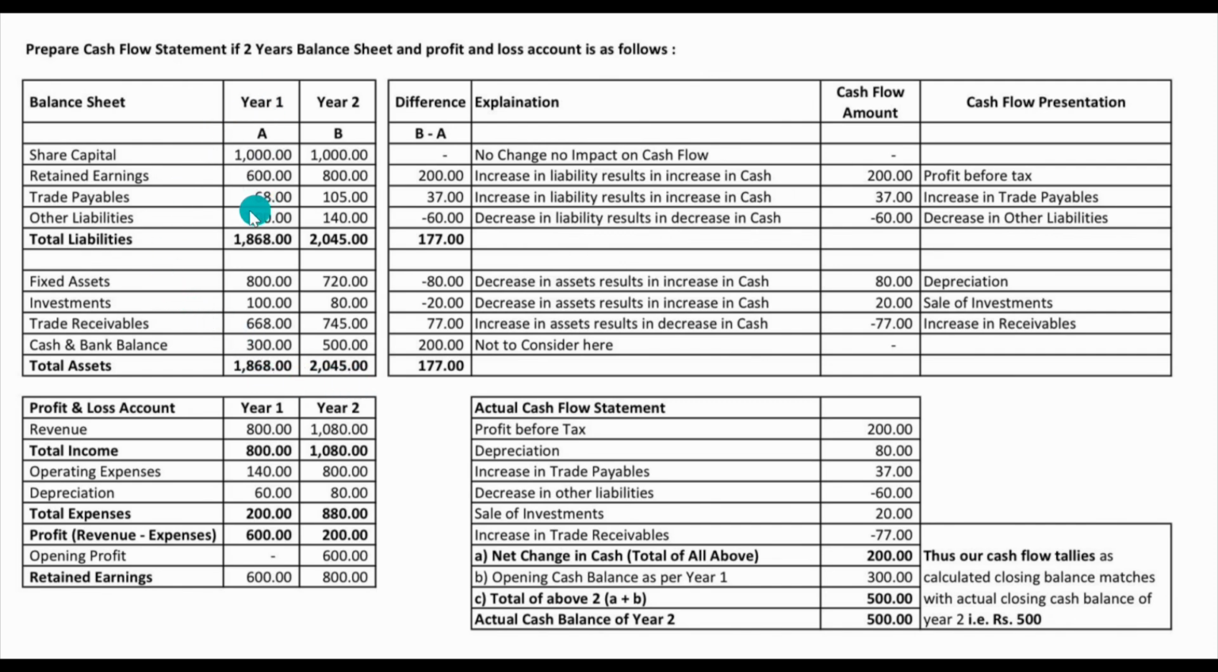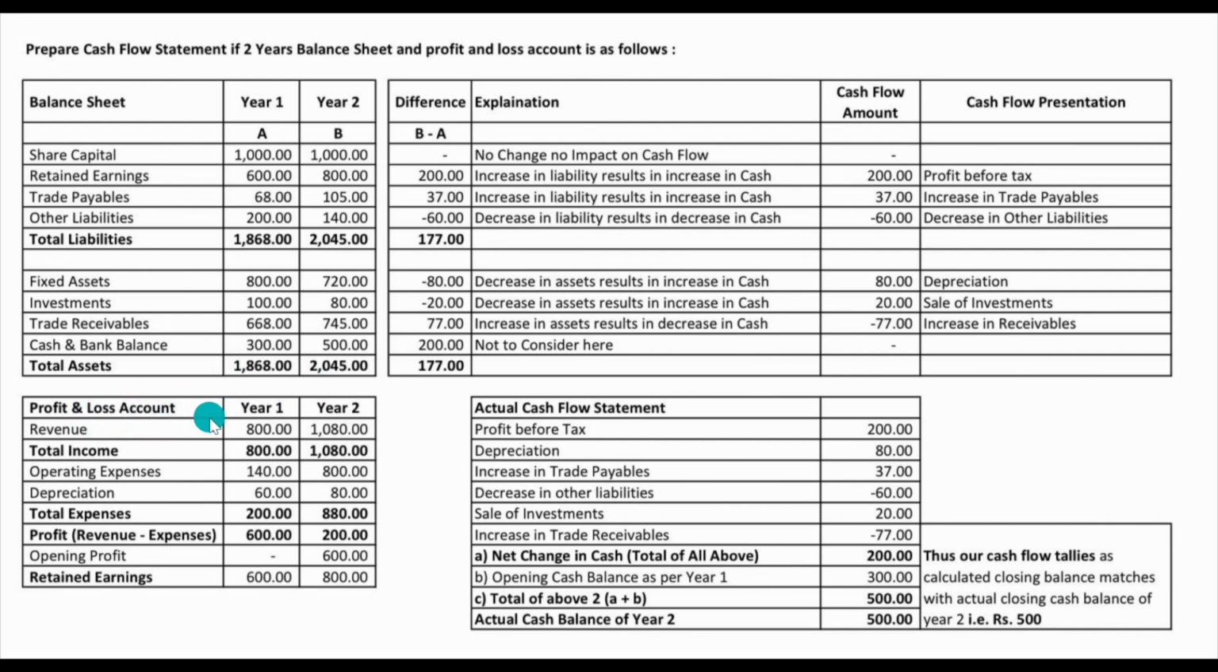Thus, in year 1, total liabilities is 1868 and total assets is 1868, and thus our balance sheet tallies. Also in year 2, total liabilities is 2045 and total assets is also 2045, and thus our balance sheet tallies.